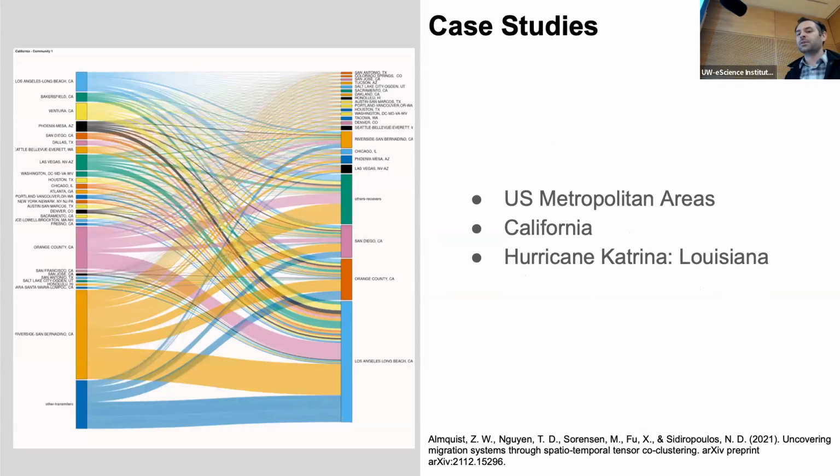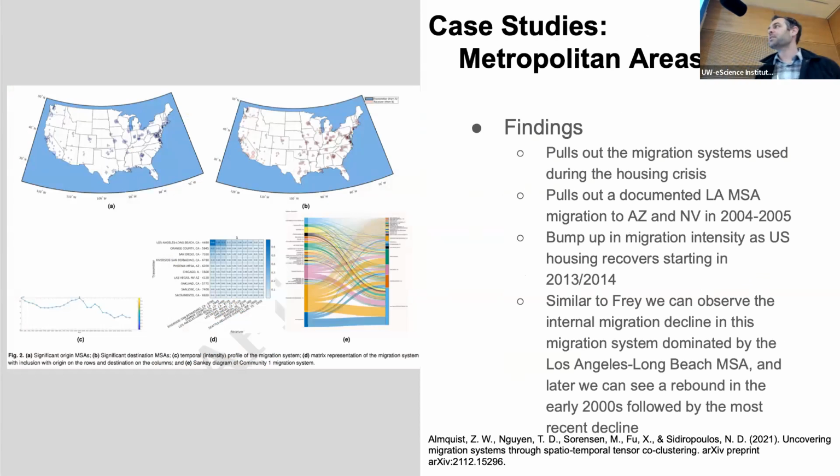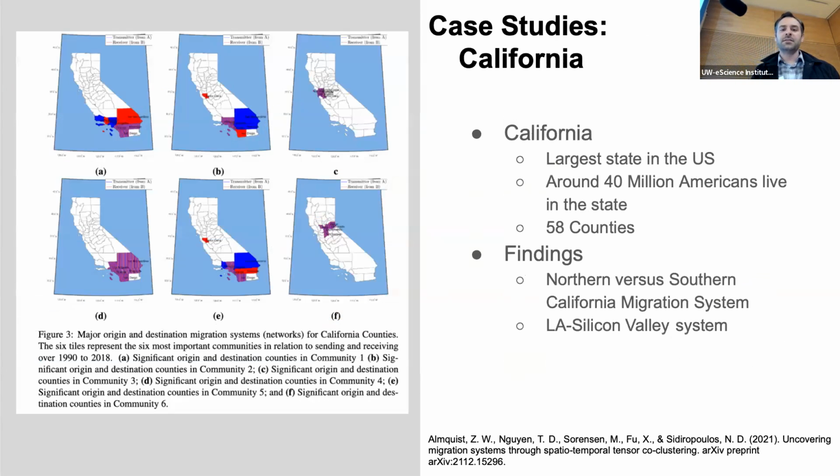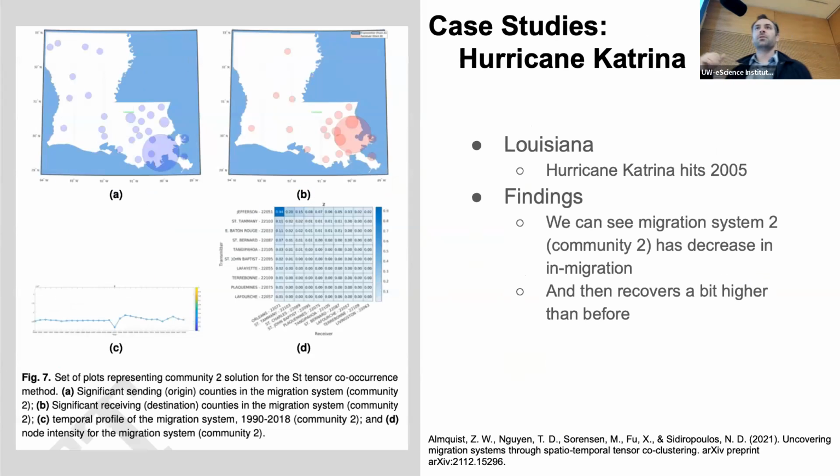And so we applied it to US metro areas, California, Katrina, and Louisiana. Basic finding, we're able to recreate a bunch of qualitative findings in the literature on MSAs. We're able to show the classic Southern Northern California divide and where they connect. We're able to show this really cool kind of signal processing problem where we can show where people left when Hurricane Katrina hit and which counties they pulled from when there was the recovery, and they're different counties. So this is like a nice little feature.